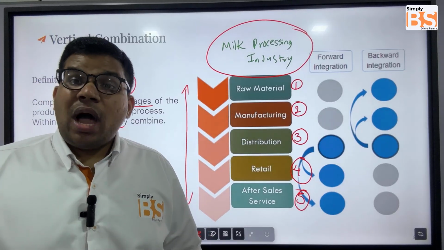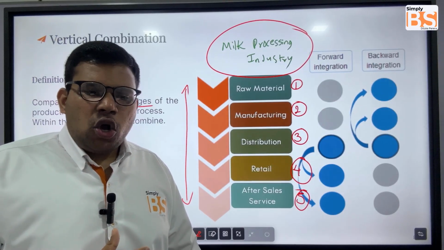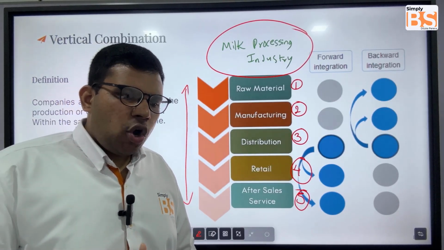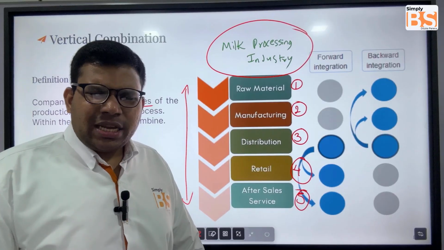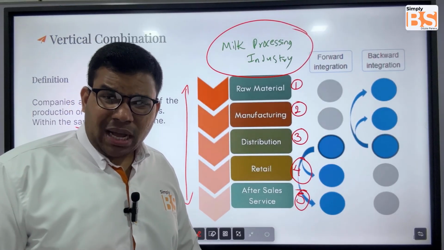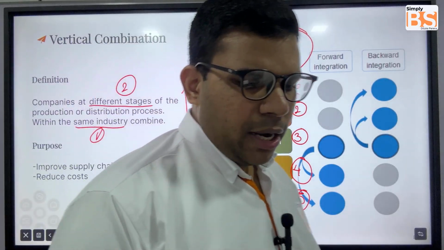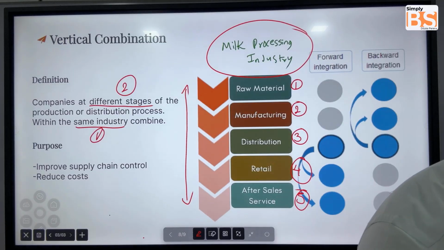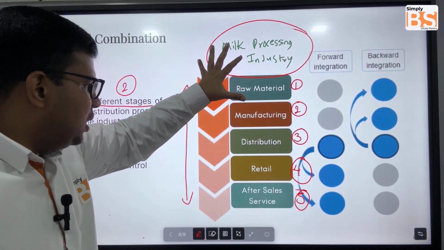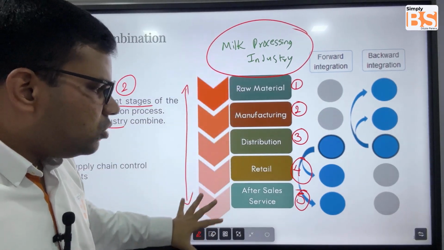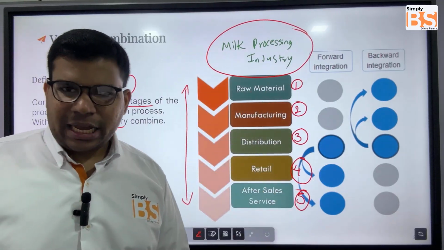This is where you would be considering the after sales services, which means you focus on dealing with customer inquiries, doing quality checks, and getting feedback from customers. Those things are called after sales services. So basically, students, this is the production and the distribution process of a milk processing industry.